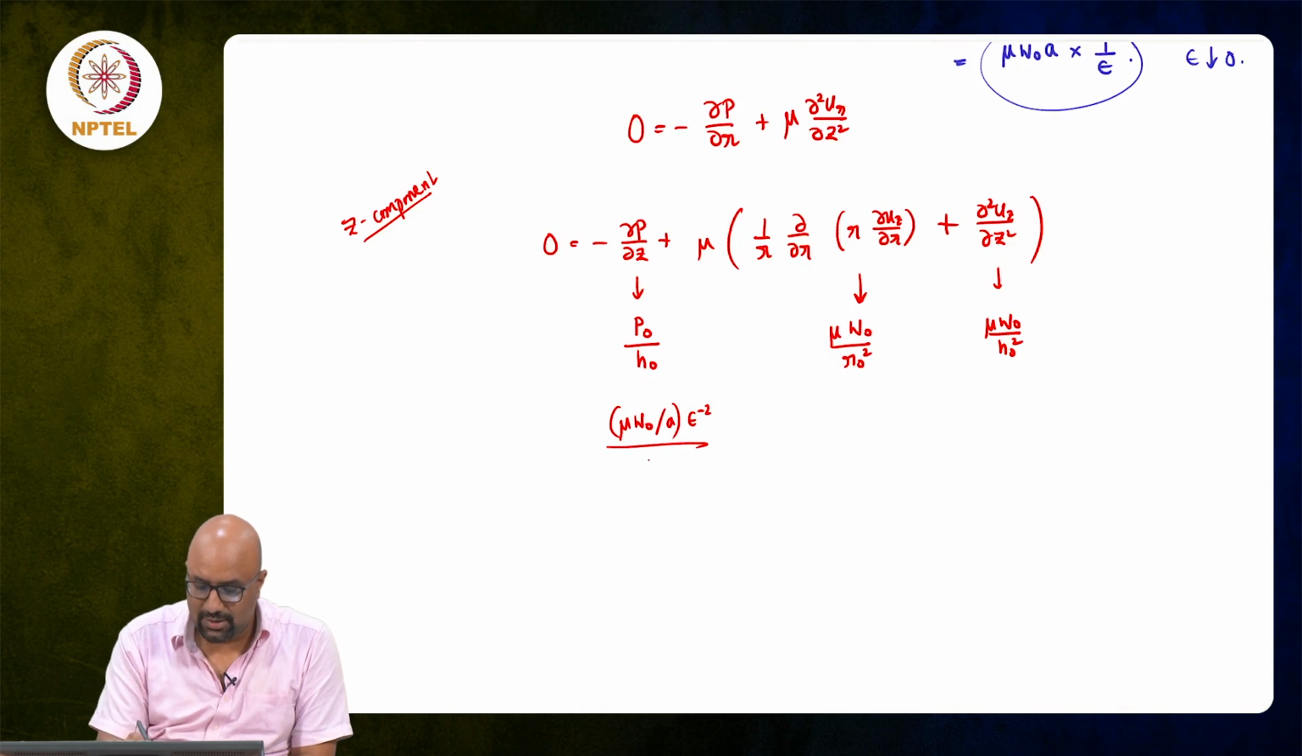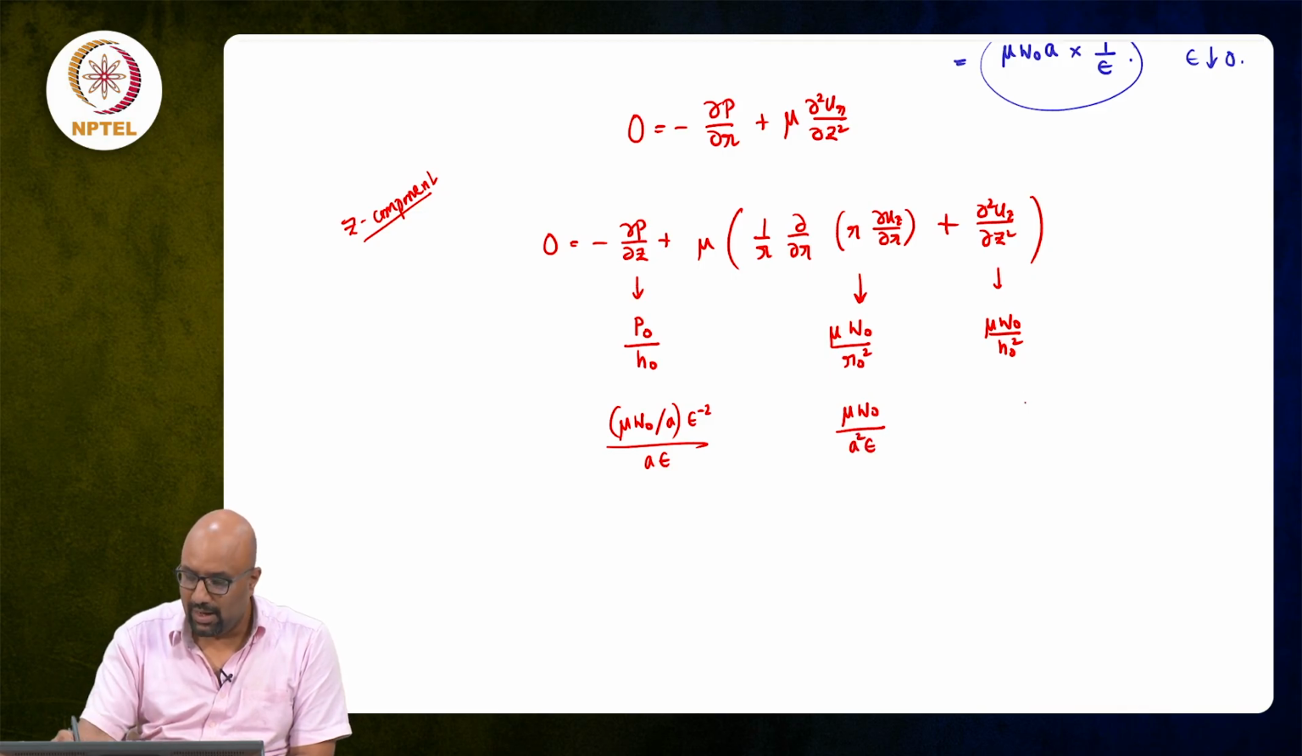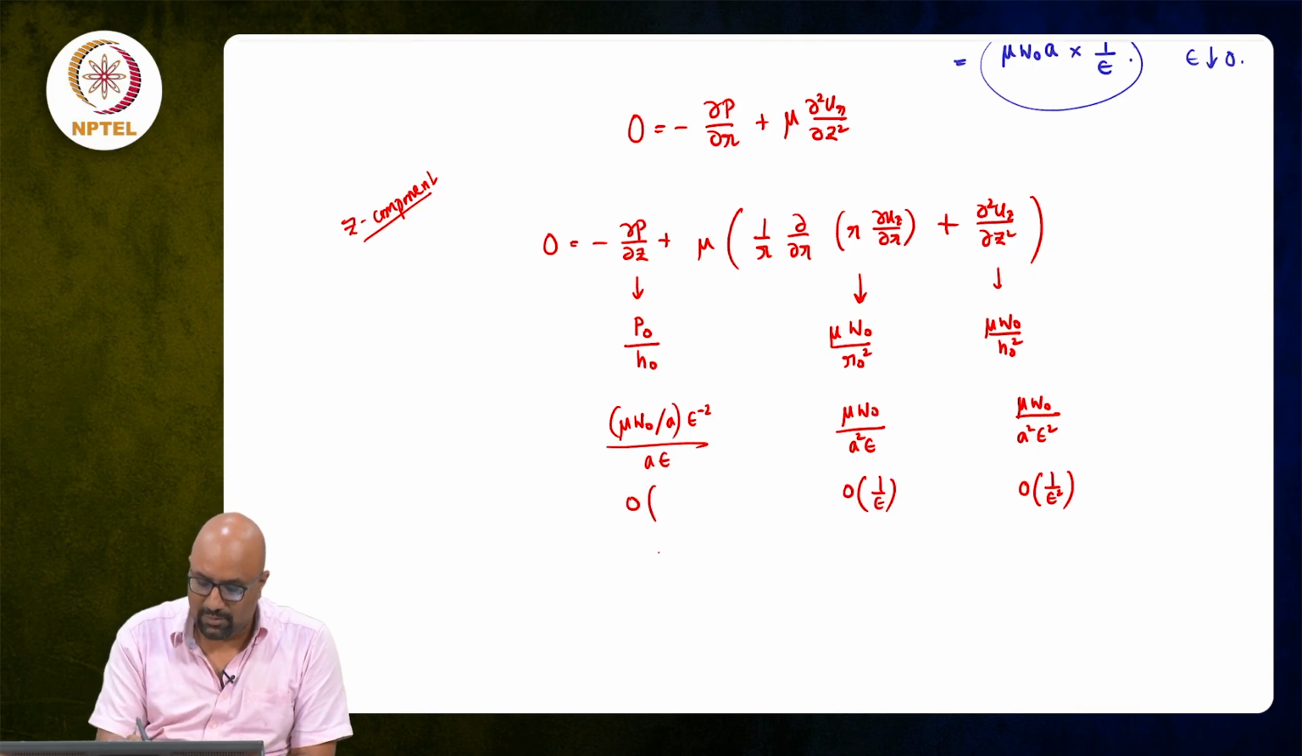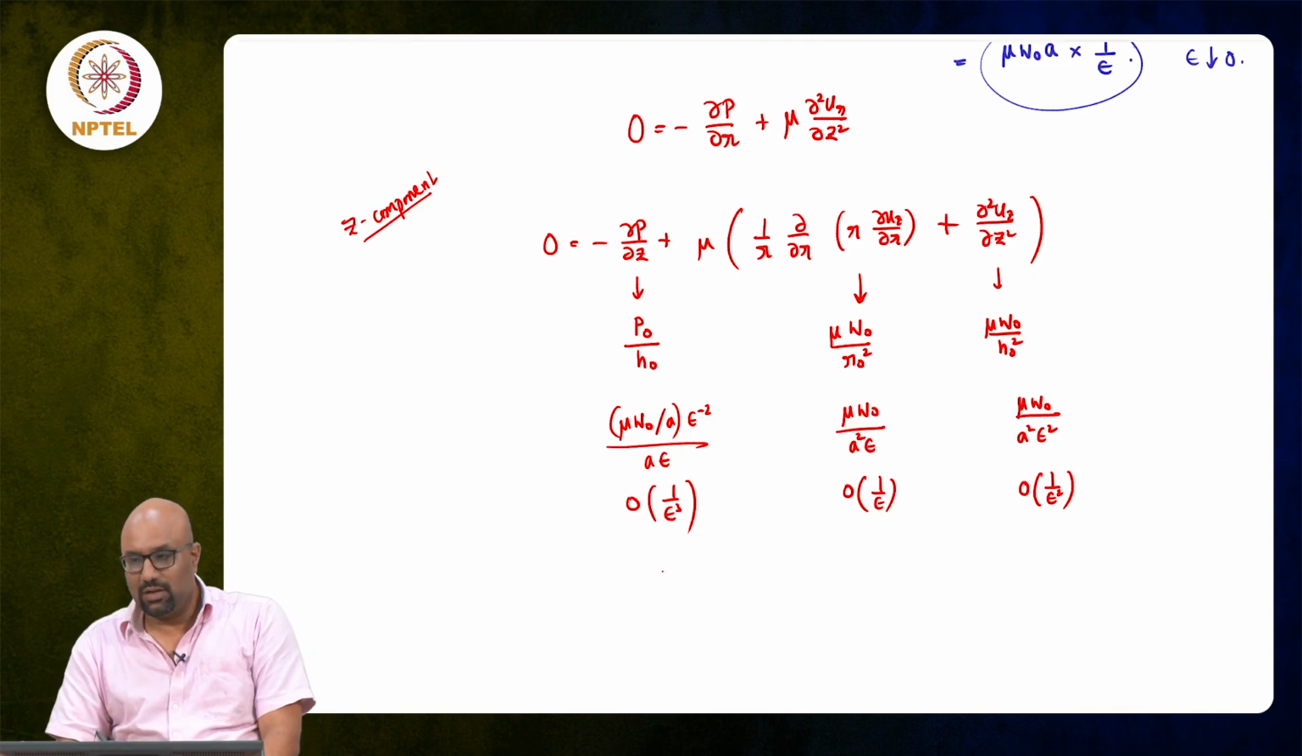H naught is A epsilon. This is mu W naught, R naught square is, R naught is A square root epsilon. So, this becomes A square epsilon, and this is mu W naught A square epsilon square. So, this term is order 1 over epsilon square, this term is order 1 over epsilon, and what is this term? So, what survives?